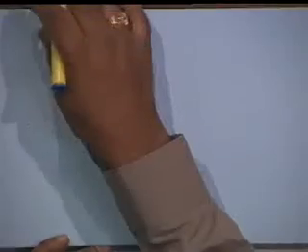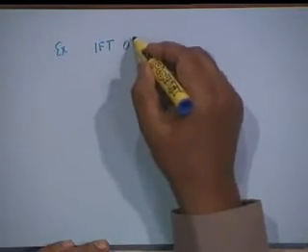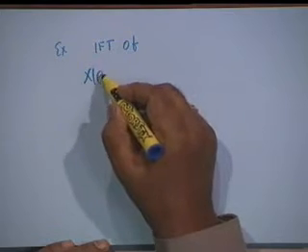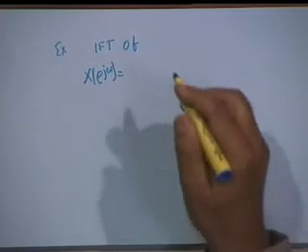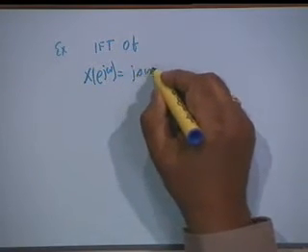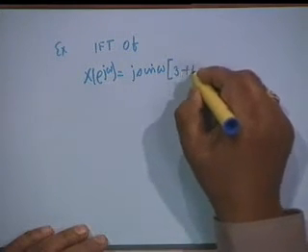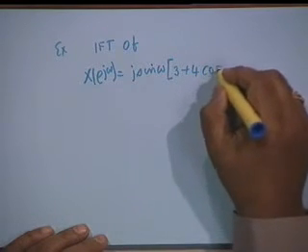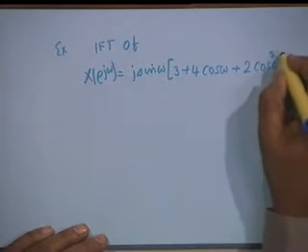Before we go further, let us take another example. You are required to find the inverse Fourier transform of capital X of e to the j omega equals j sin omega, over 3 plus 4 cosine omega plus twice cosine squared omega. This is an example I took from the book.